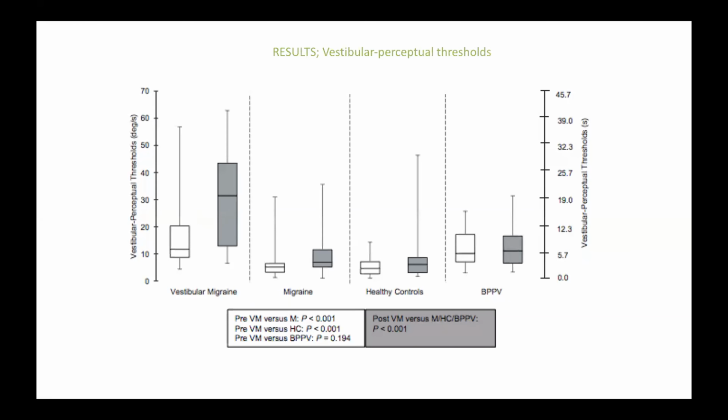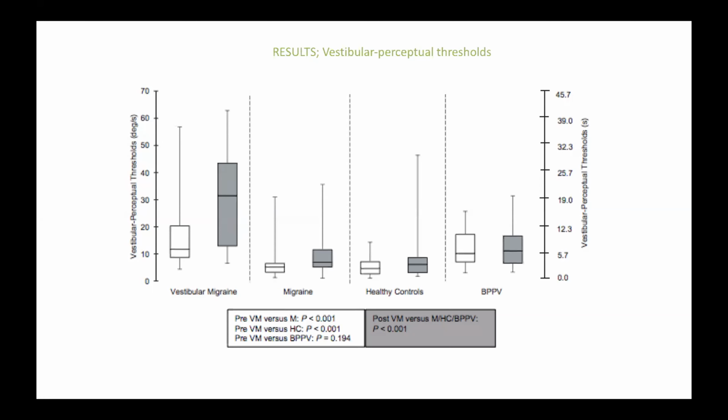Now looking at the perceptual results. Again, we have the different groups on the x-axis and the actual thresholds in degrees per second on the y-axis on the left side and in seconds on the right. Again, pre-adaptive perceptual thresholds in white and the post-adapted in the gray. As you can see, at baseline in both BPPV and vestibular migraine, these thresholds were elevated compared to migraine and healthy controls. After visual motion adaptation, none of the groups changed, such as BPPV, healthy controls, and migraine. But notably in the vestibular migraine, we saw a significant enhancement in the perceptual threshold, almost 3 times higher. So it took them much longer to detect that they were moving.